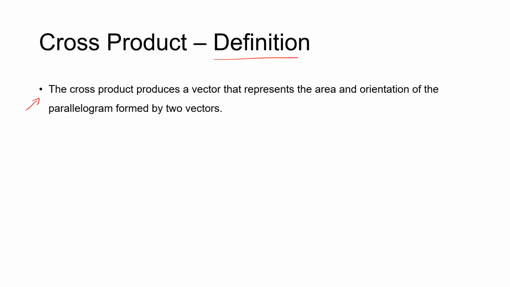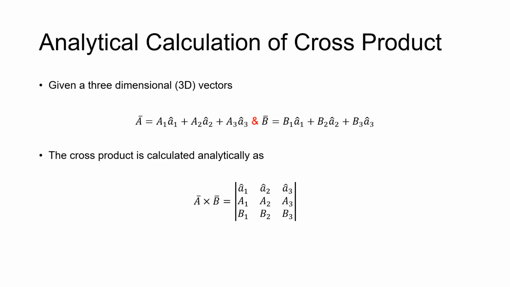The cross product produces a vector that represents the area and orientation of the parallelogram formed by two vectors. Let's learn how to calculate the cross product analytically. We are given, in 3 dimensions, two vectors A and B. The cross product of A and B, A cross B, we use this sign. Before, when we had the dot product, we used the dot. This is in the case of the dot product.